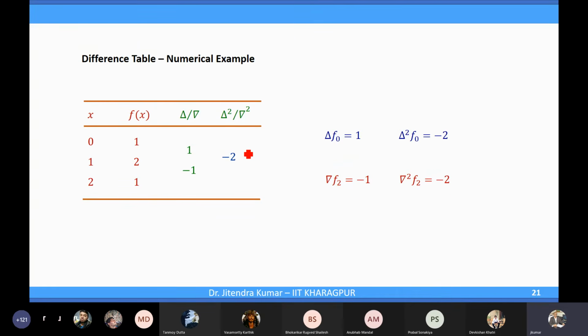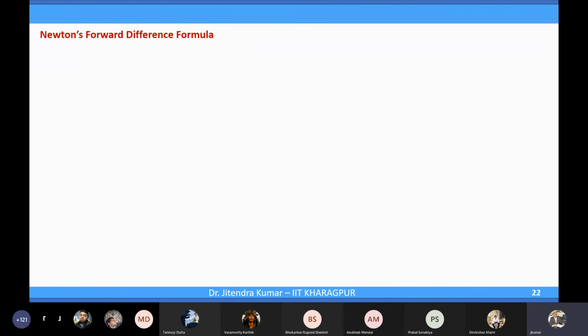So as I said, when we talk about Newton's forward difference formula, these three values will be used. When we use the backward difference formula, these three values will be used mainly in that formula. Let's go to Newton's forward difference formula because we have already prepared the table. Everything is known now. First is the linear interpolation. We'll start with the linear interpolation.